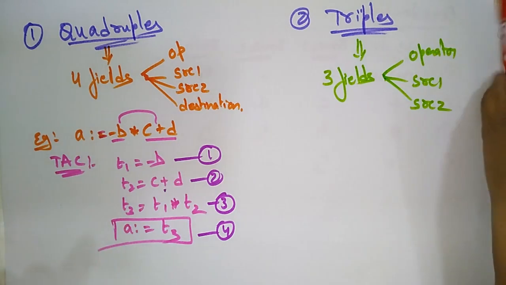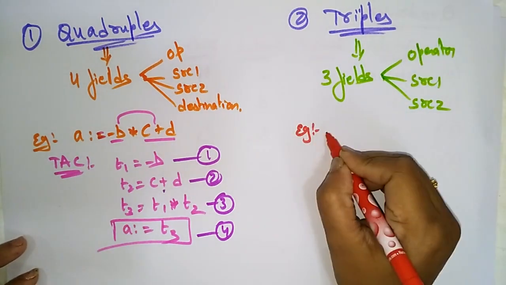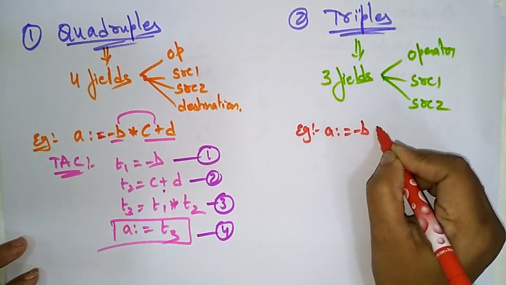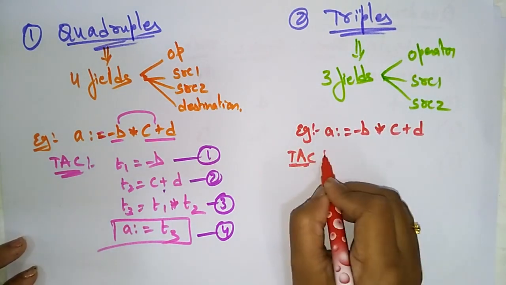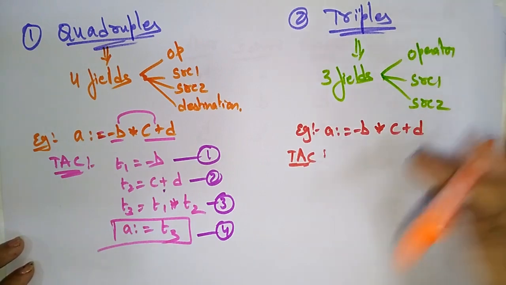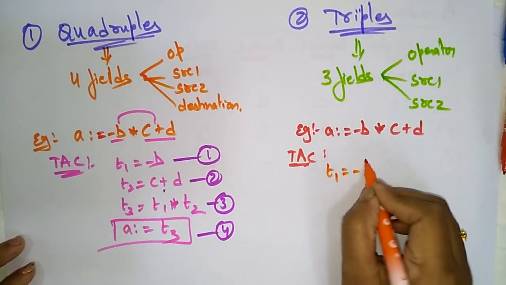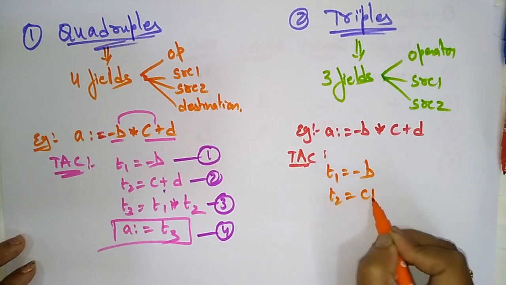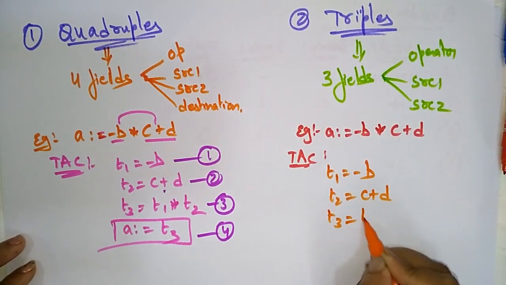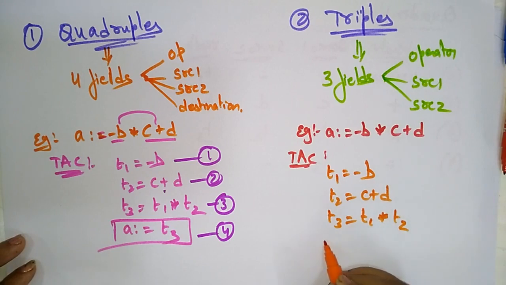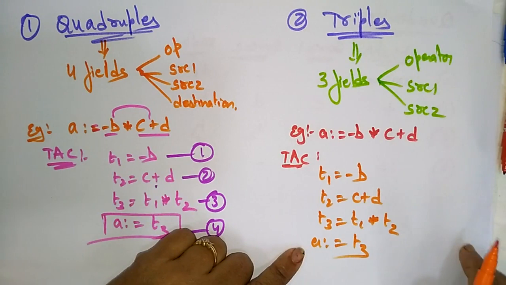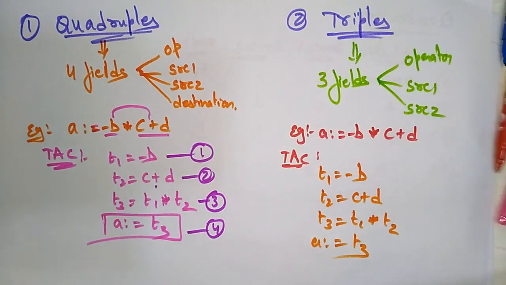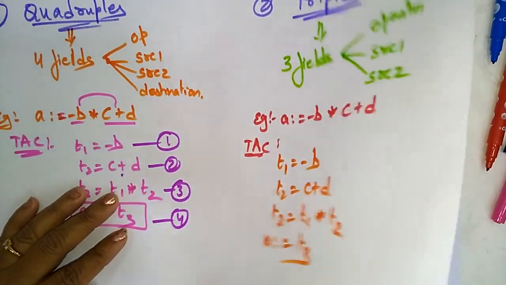Let's take the same example. A equal to minus B into C plus D. So convert it into 3 address code. The 3 address code is represented as T1 is equal to minus B, T2 is equal to C plus D, T3 is equal to T1 into T2 and finally A is equal to T3. Now using these statements you are going to represent the triples. How are you going to represent the triples? By using these statements. Let's see.